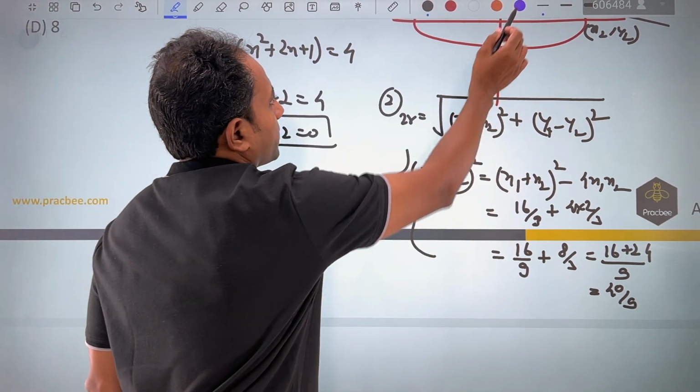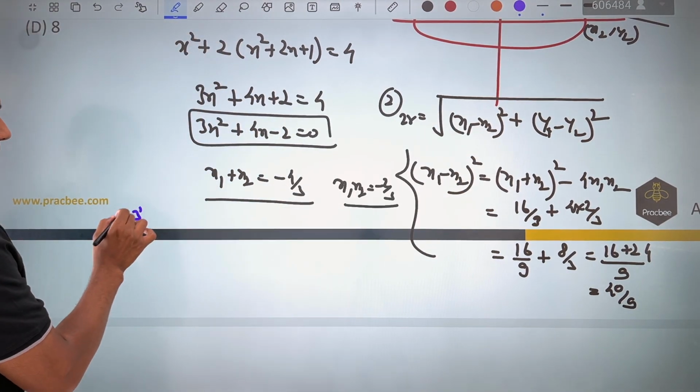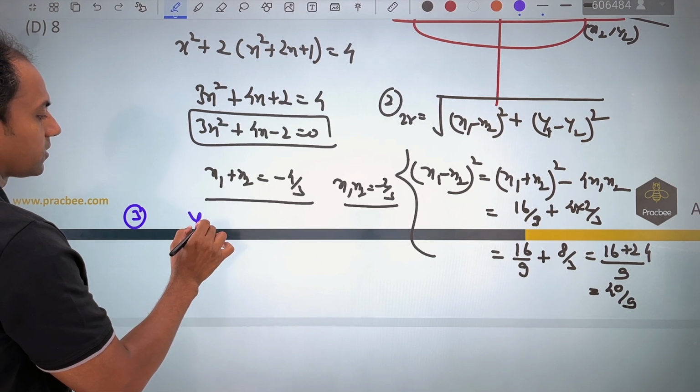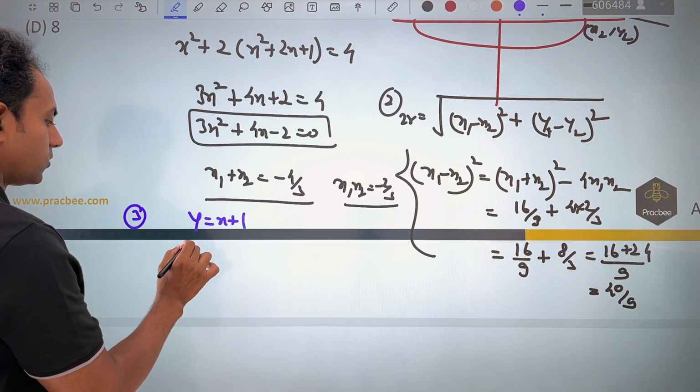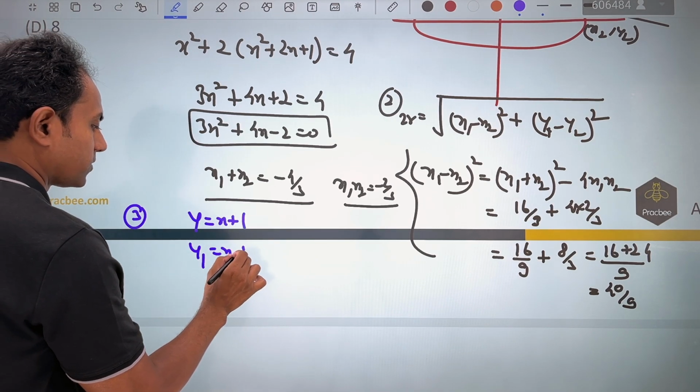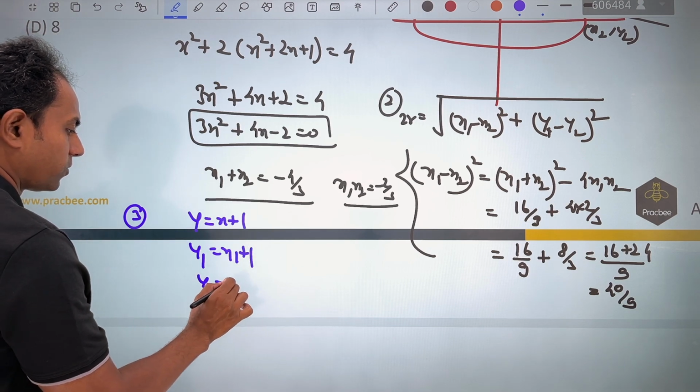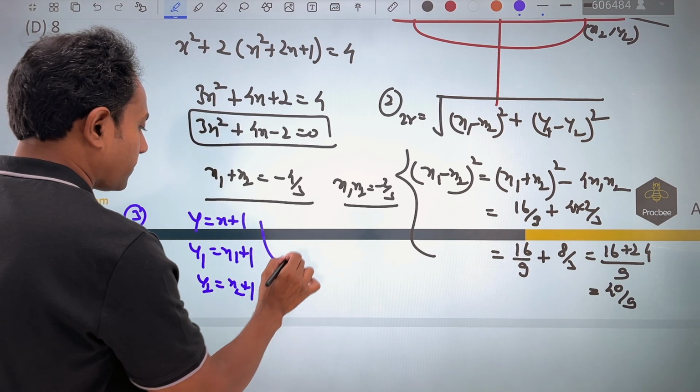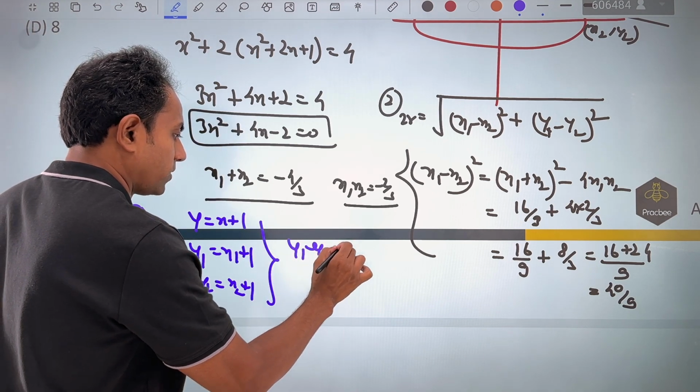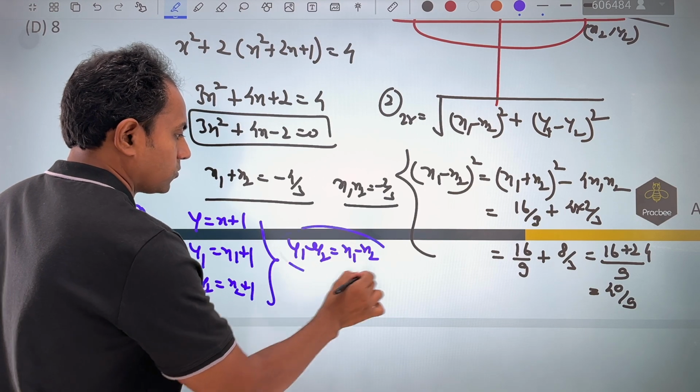in the third step. Now let us observe one more thing. See, now what we have is y is equal to x plus 1. So if I want to write y1, it will be x1 plus 1. And if I want to write y2, it will be x2 plus 1. So if I want to find y1 minus y2, it will be equal to x1 minus x2. So both of these values are the same.